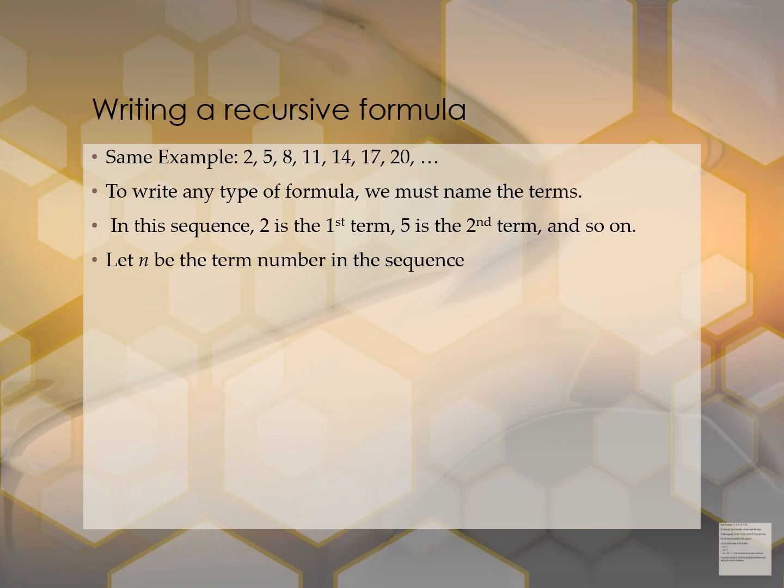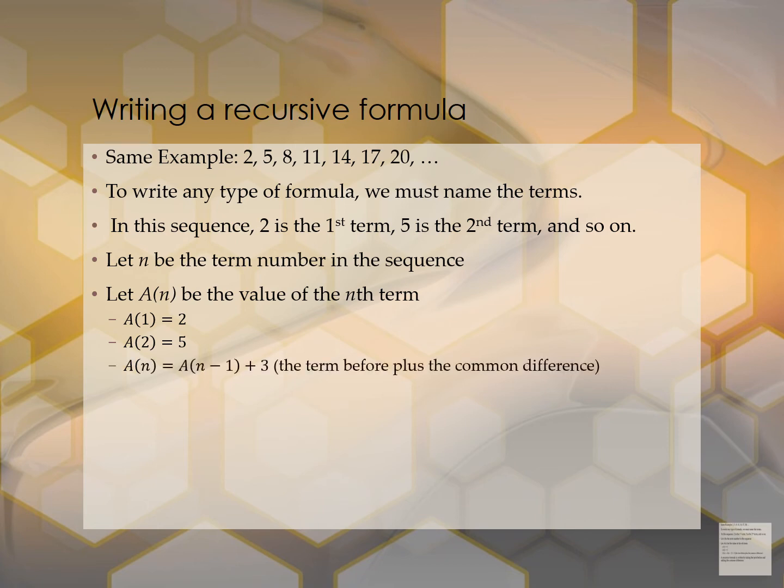Let n be your term number in any sequence. a of n would be the value of your nth term. So therefore, a of 1 is equal to 2 because that is the value of the first term. a of 2 would be 5 because that is the value of the second term. Can you tell what a of 3 would be? If you said 8, you're correct. a of n is equal to the term before it, a of n minus 1, plus 3, the common difference.